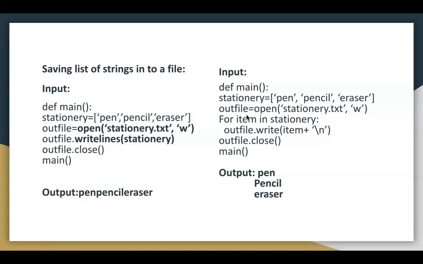So the output will be the pen, pencil, and eraser. Here we are giving another example in the same way. Input def main, stationery is equal to pen, pencil, eraser. Out file is equal to open stationery.txt, for each item in the stationery, so the loop will continue until the elements in the list are completed. Out file dot write item plus, we are using the escape character to add the next item in a new line. If we observe these two examples, in the first example the elements are added in the same line, but these three are different things. So by adding this new line character, we can make the elements separated by new lines.